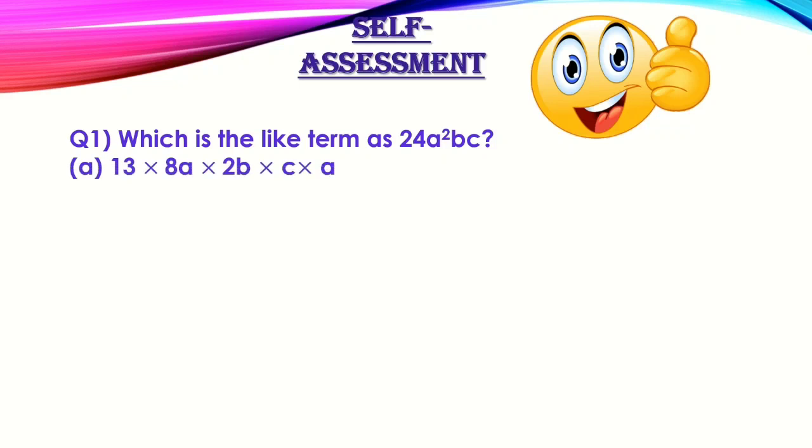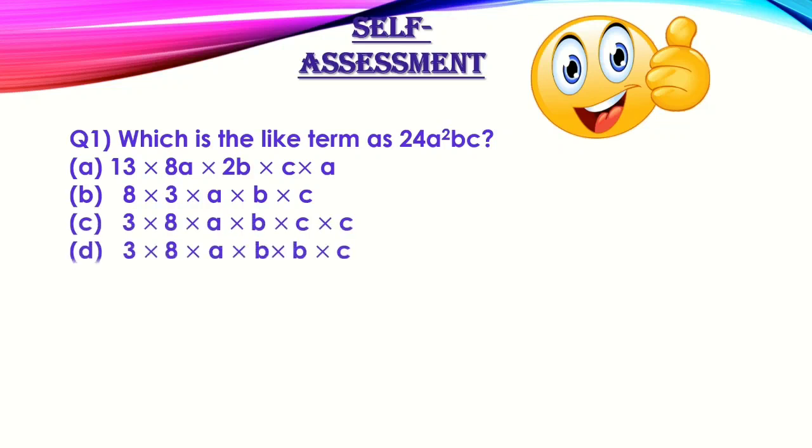Here are the options. The question is, which is the like term as 24a square BC? I hope you can easily give the answer. You just have to check for the same variables. Fine. So a square BC. Just think over it and I'm going to show you the answer. The correct answer is option A.